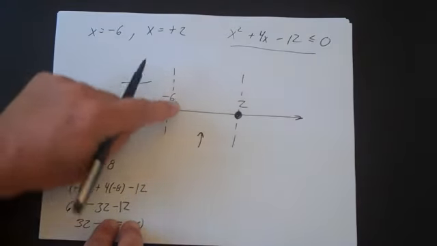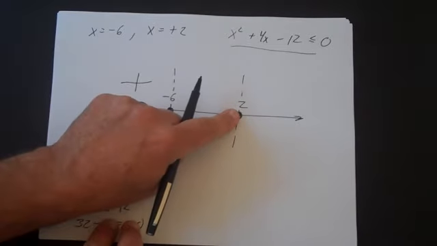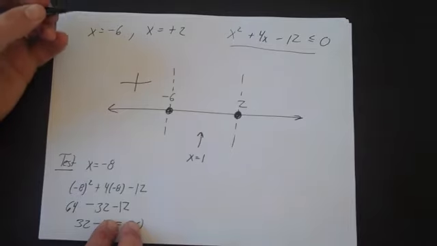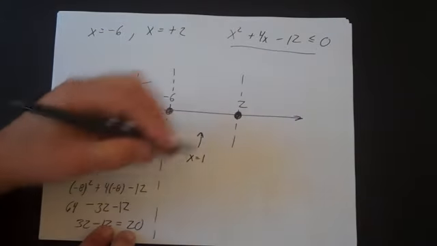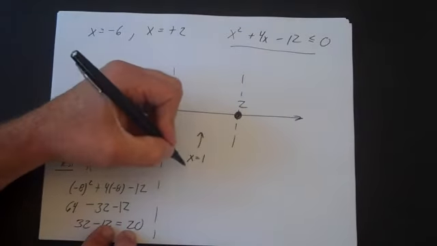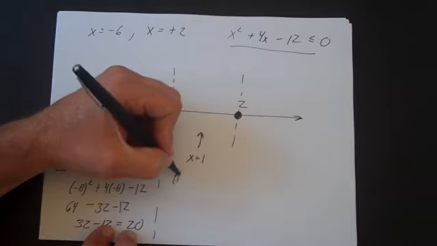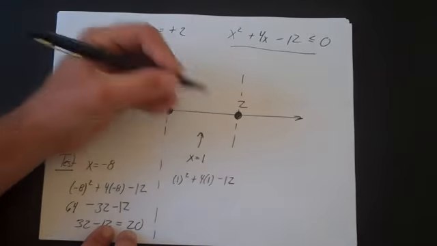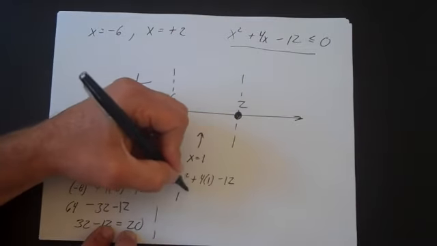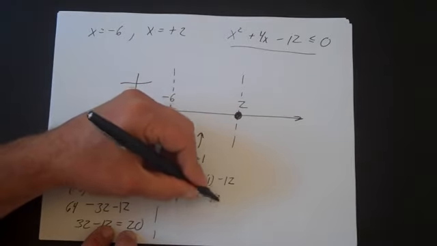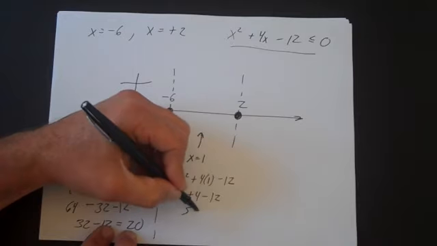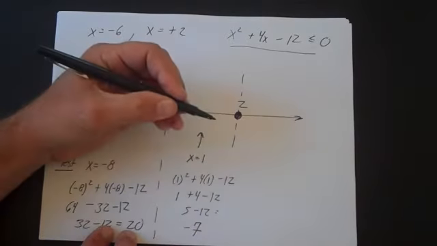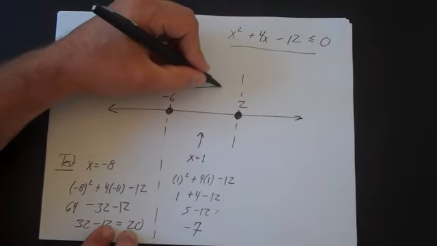Here, I'm going to test some number between minus 6 and 2, any number I want to. I'm going to choose x equals 1. And then I plug x equal to 1 into the inequality, so I get 1 squared plus 4 times 1 minus 12. 1 squared is 1, that's 1 plus 4 minus 12. That's 5 minus 12, or minus 7. That's going to be negative, so everything in here is going to be negative.